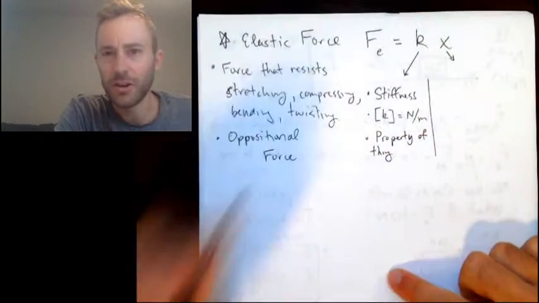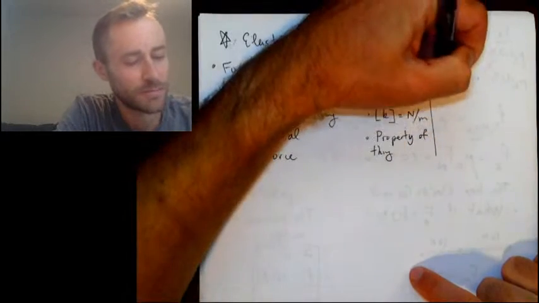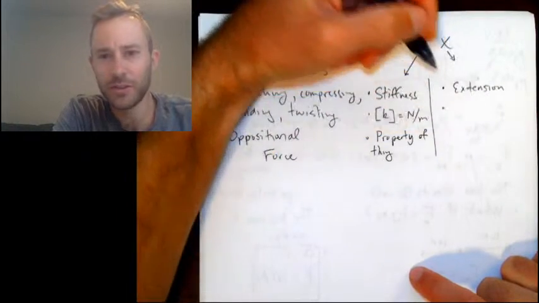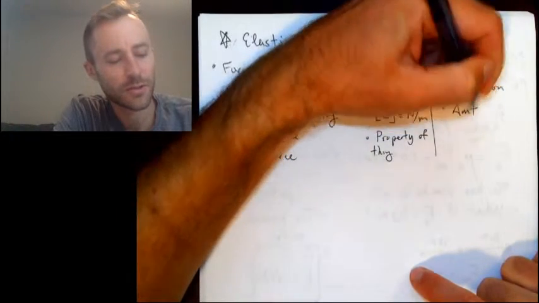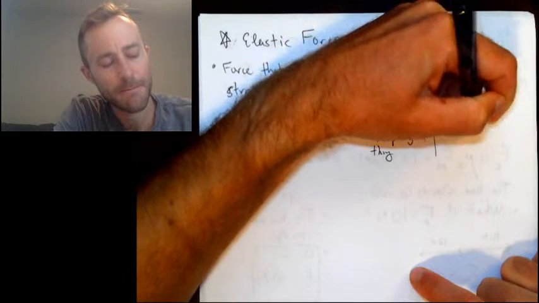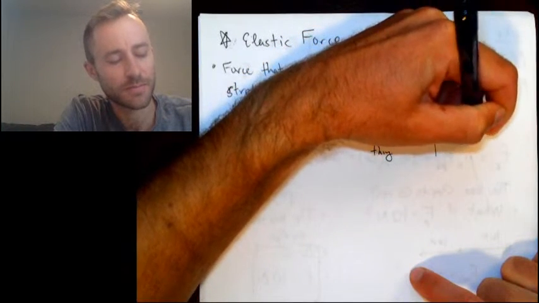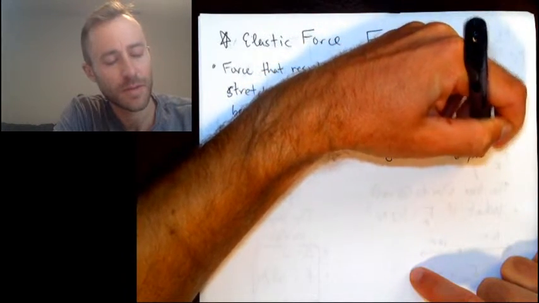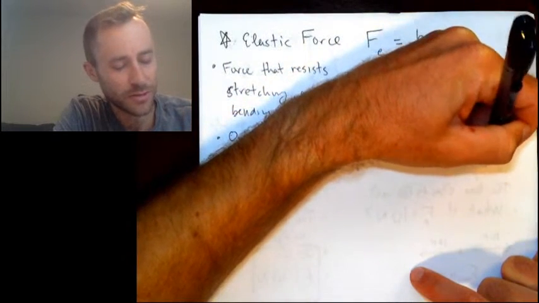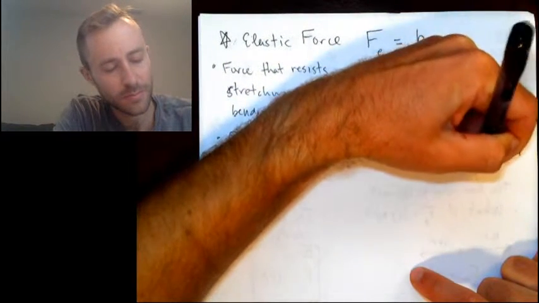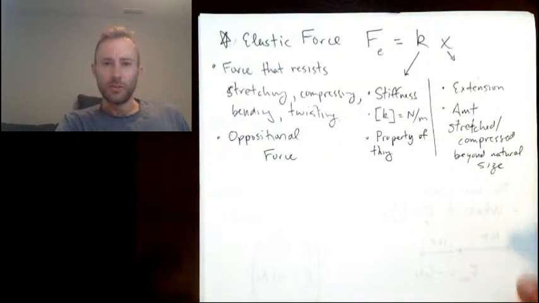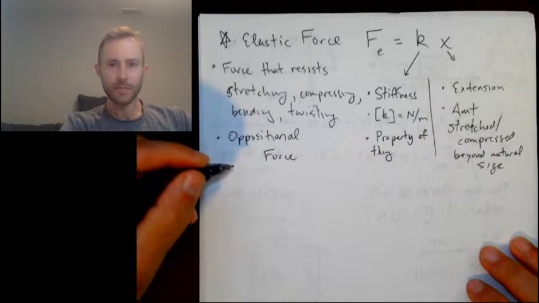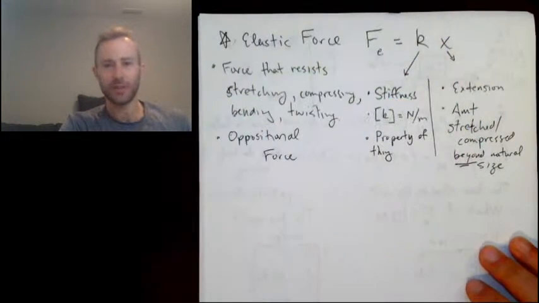X is called the extension. And it is basically the amount stretched or compressed beyond its natural size. And that's important, it's the amount beyond its natural size.